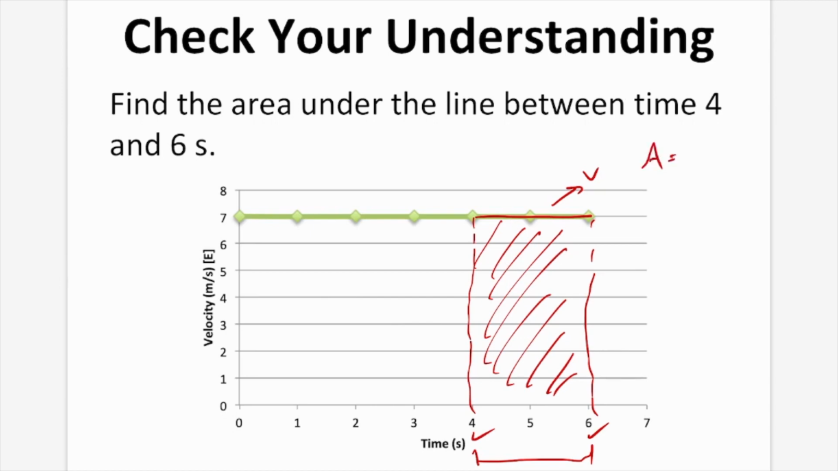Well, in this case, area is going to equal velocity times time. The velocity is 7. The time is 2 seconds. So we're going to get 14 meters east. Keeping in mind that displacement is a vector quantity, vectors need to have a direction, and we're told here the velocity is east. So our final answer becomes 14 meters east.